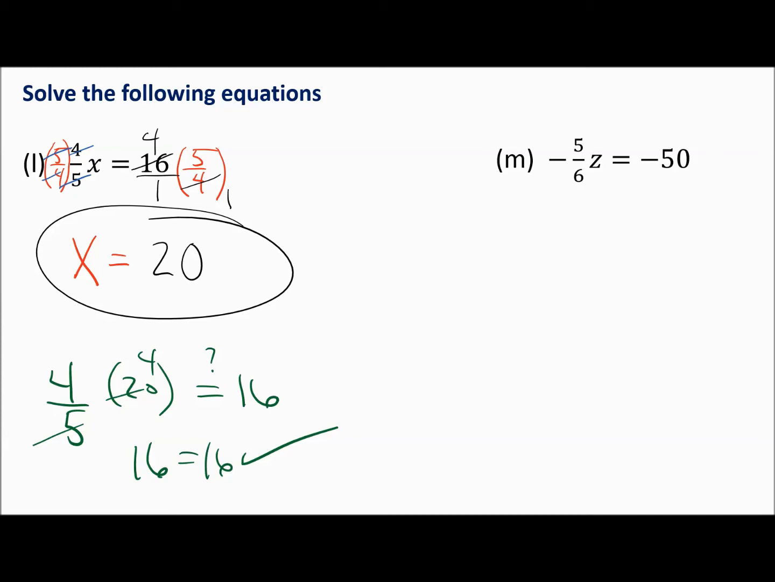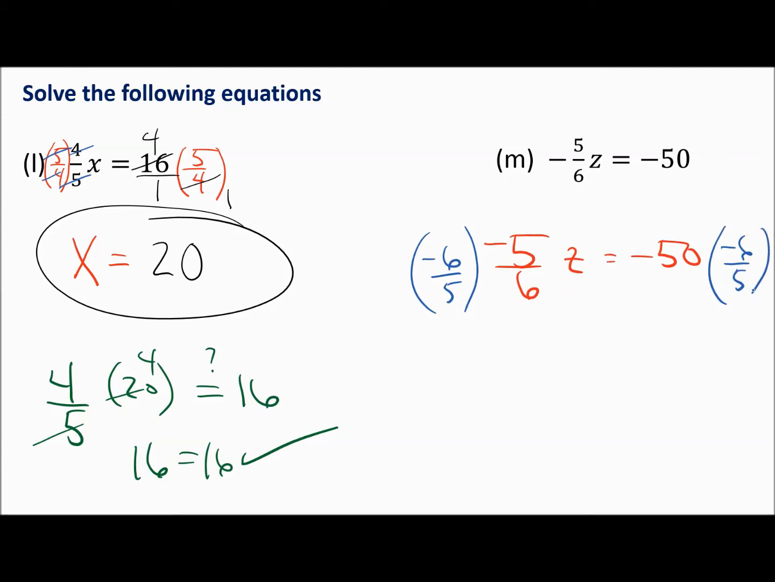And this one I'm just going to rewrite so I have a little more room. So what happens when the fraction is negative? Well, you've got to get rid of the negative as well. So if you multiply by negative 6/5 on the left and negative 6/5 on the right. Now, why the negative? Because a negative times a negative turns positive, and we need that z to be positive, right? Are we sure?